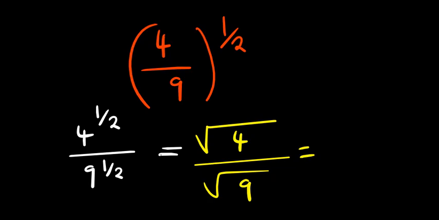Then I solve. On top, what is the square root of 4? A number that you're going to multiply by itself to give you a 4. That is a 2, right? 2 multiplied by 2 will give me a 4. So I'm going to have a 2 over the square root of 9. A number that I'm going to multiply by itself 2 times to give me a 9. 3 multiplied by itself is going to give me a 9. So basically that is our final answer. Okay, so that's how we solve this one.